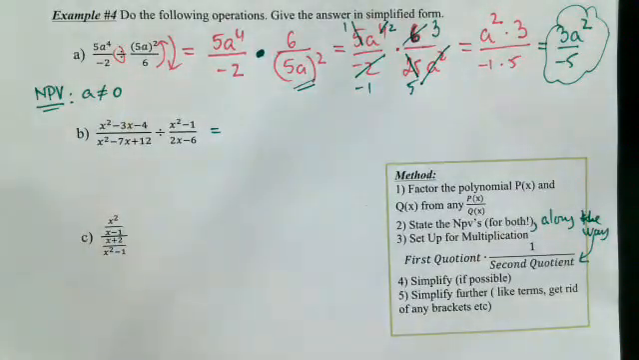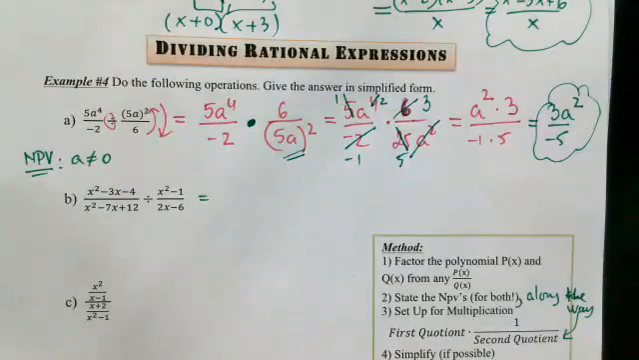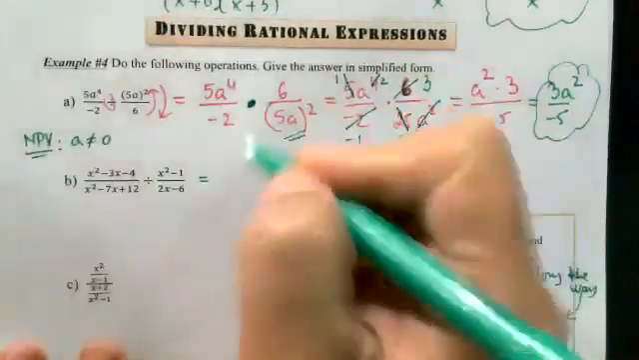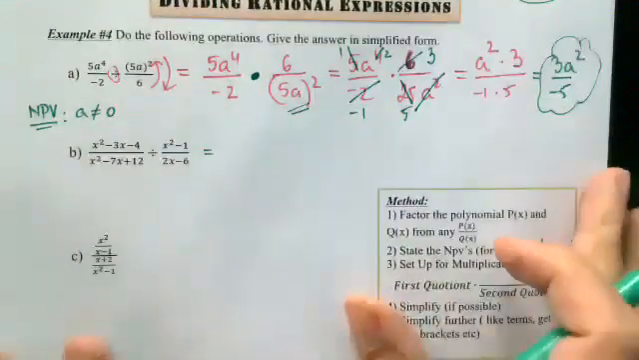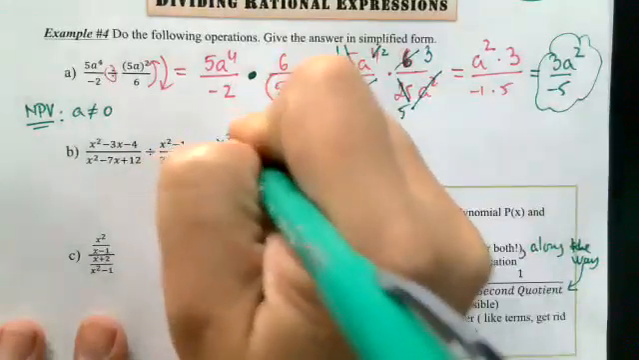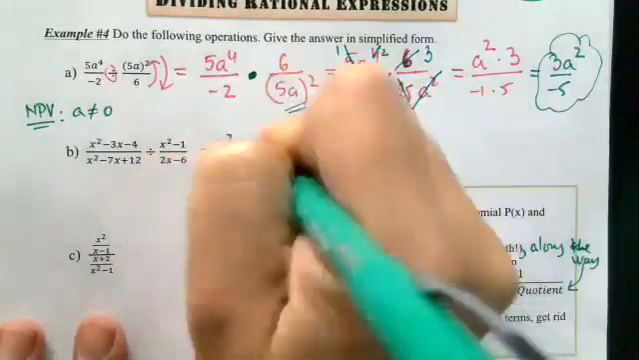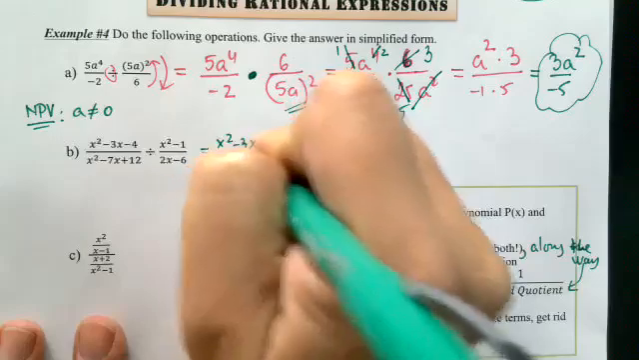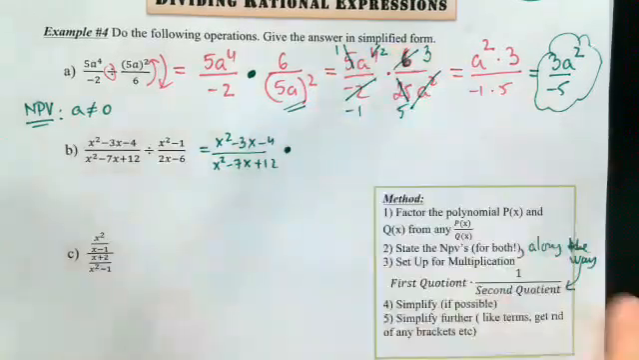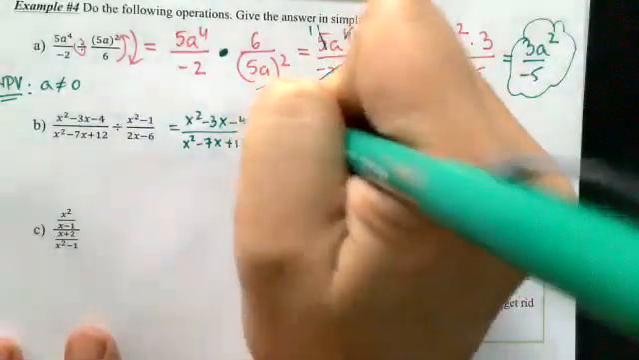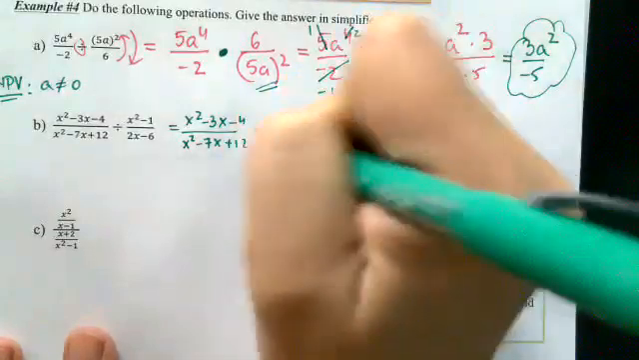The division of fractions rule is again keeping the first fraction the way it is, and then the reciprocal of the second one. So x squared minus 3x minus 4 over x squared minus 7x plus 12 times 2x minus 6 over x squared minus 1.